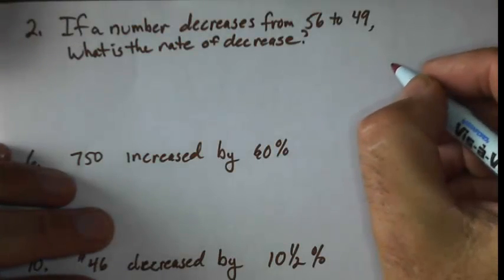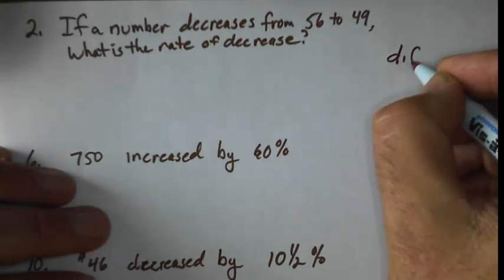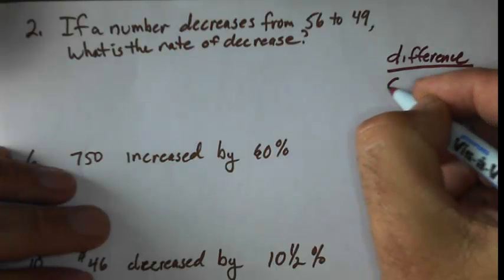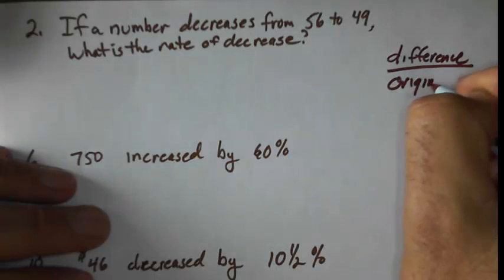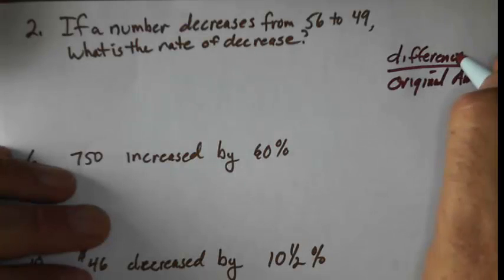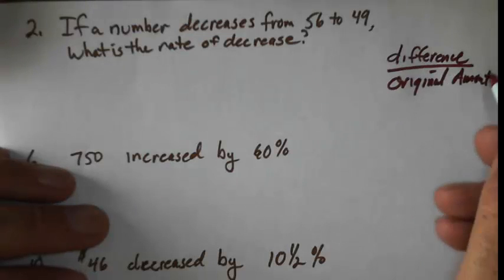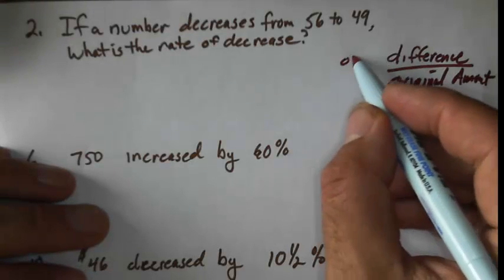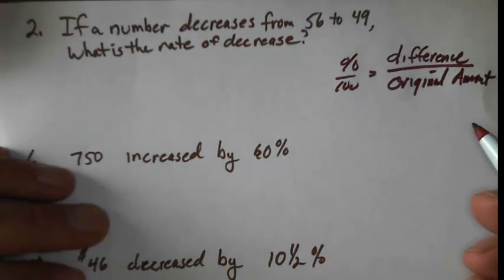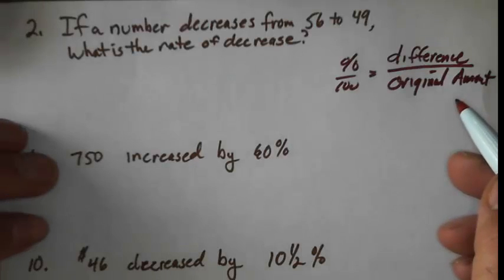The one way that you can do it is that the difference goes over the original amount. Okay, so it's the difference between the two numbers over the original amount, and that's always the setup. Then you can also do the percent over the 100. Sometimes people have learned it that way. So it's the difference between the two numbers for a percent increase or decrease.